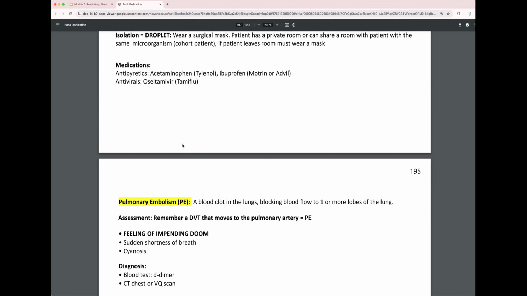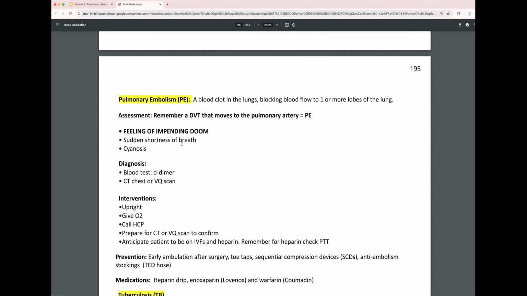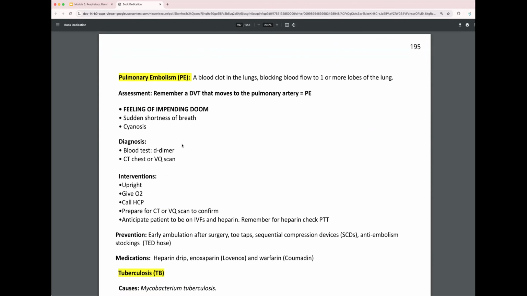Page 195, pulmonary embolism. This is a blood clot in the lungs which can block blood flow to one or more lobes of the lung. It can be fatal. And pulmonary embolism is definitely a medical emergency. So assessment, make sure you know that a DVT can become a PE.